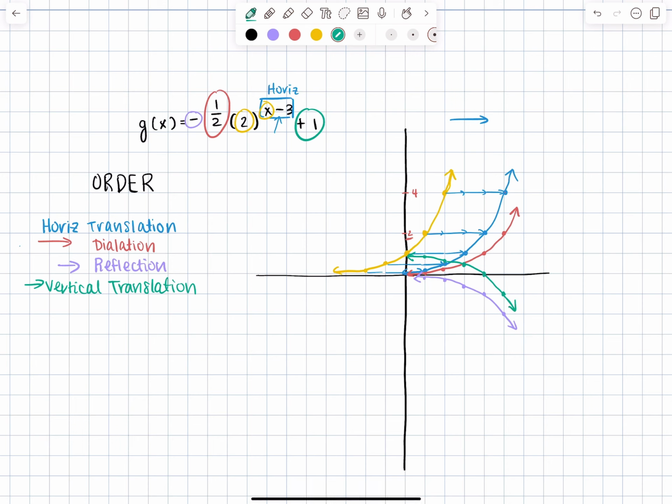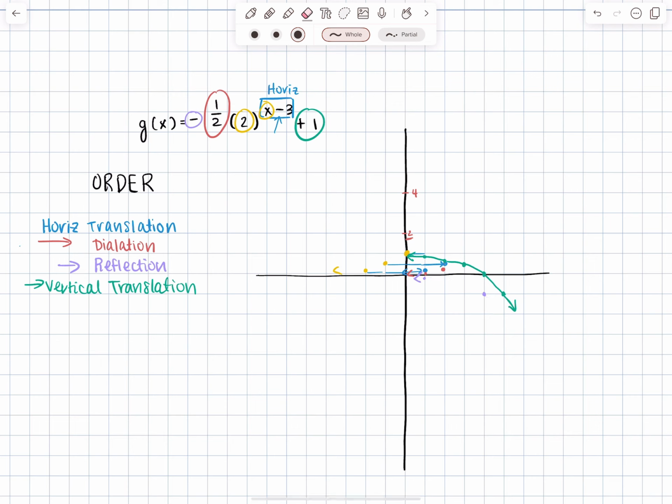So let me erase the other graphs. So just the green, right? Okay, perfect. So we can kind of just put that there. So this is what our function would look like. And don't forget the asymptote for these functions, for the exponential or power function.